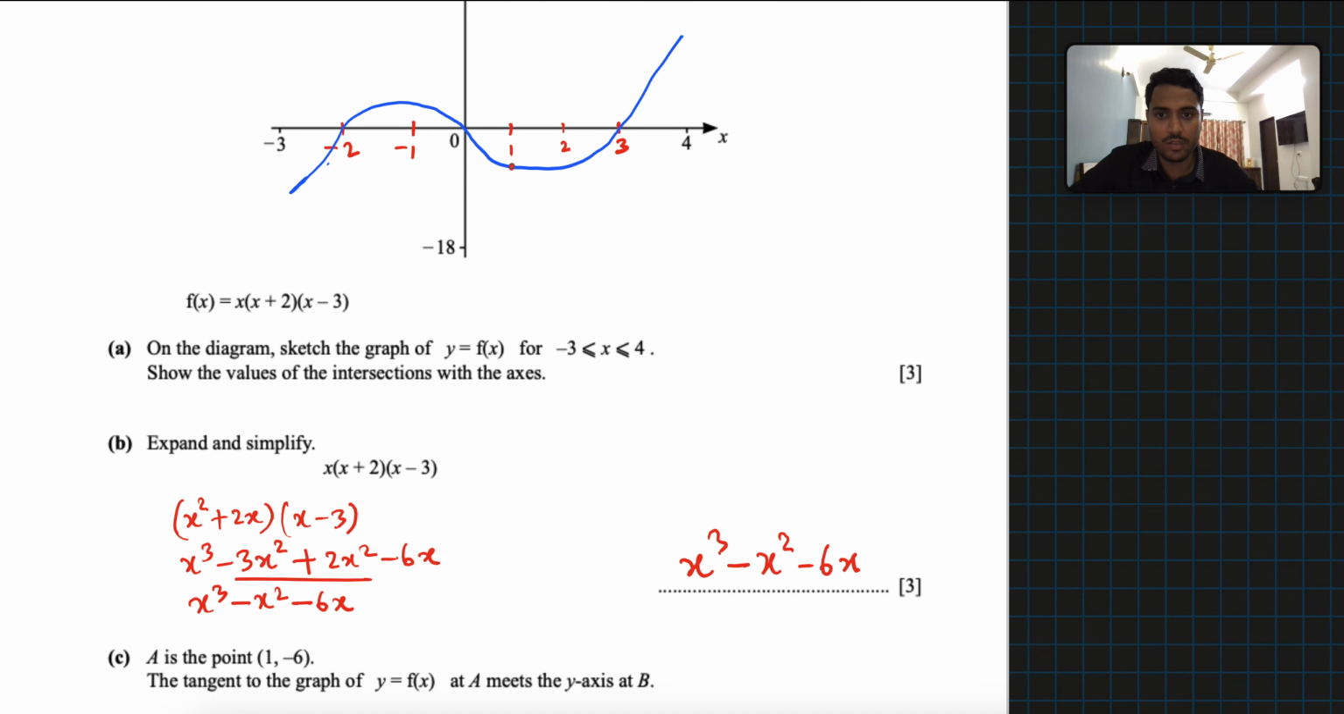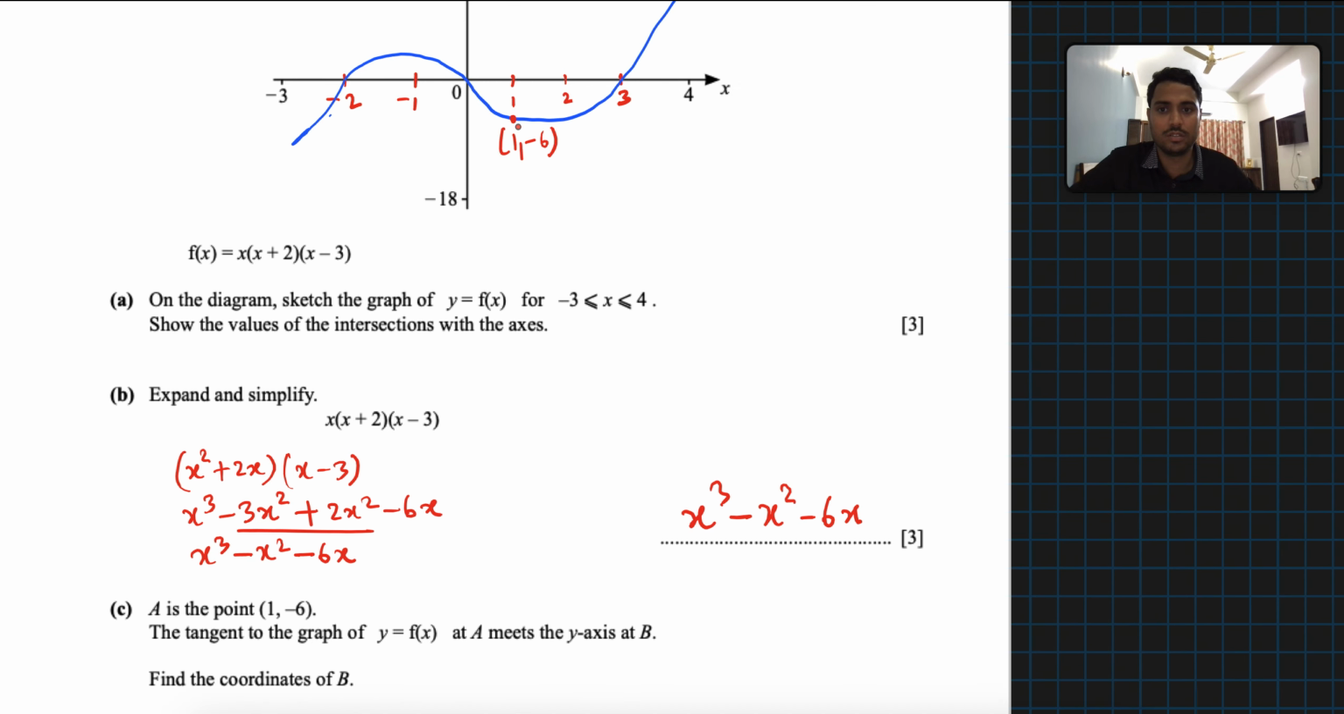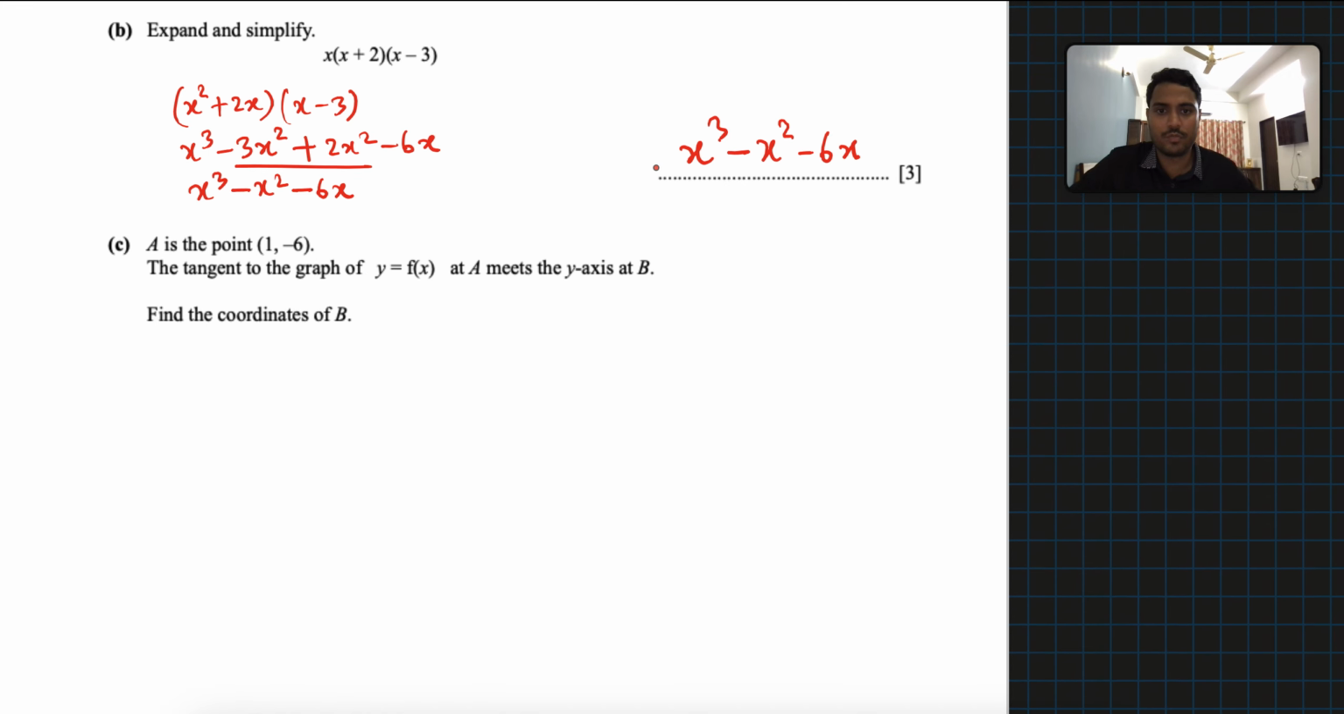So it must be over here. Here we have 1 comma negative 6, and we have to find the tangent, which must be something like this. The line will be something like this, and this coordinate we have to find is B. This coordinate is A, given to us, 1 and negative 6. So let's check. We have the equation y equals x cubed minus x squared minus 6x, and if we differentiate it, we'll get the gradient.